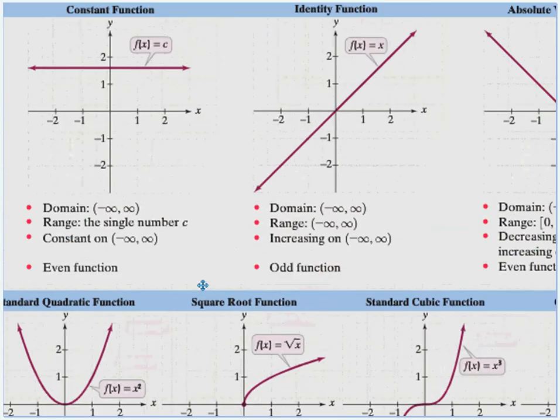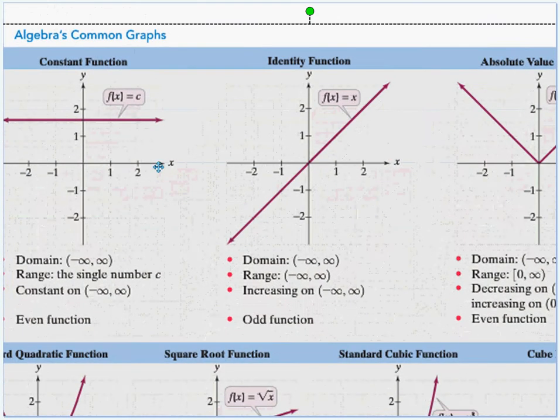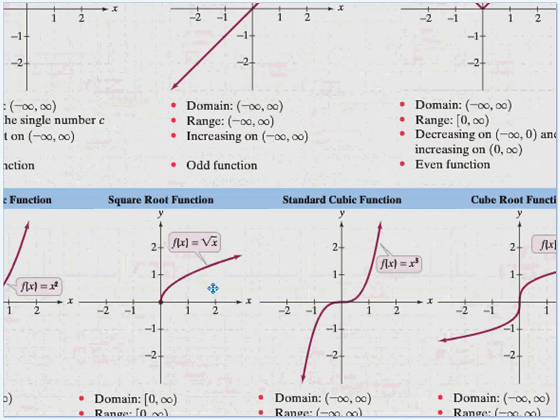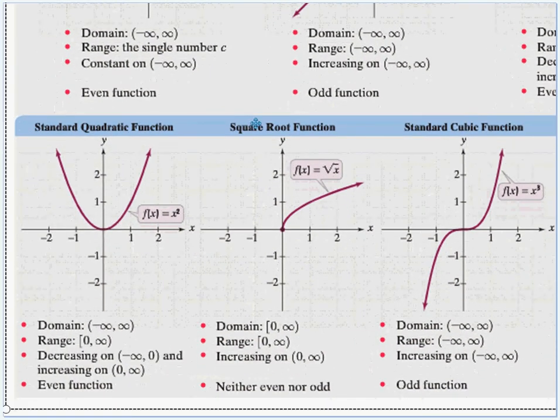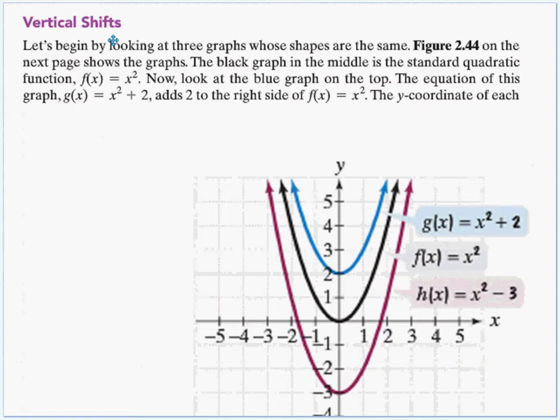So these are the basic graphs, and what we can do then is shift these basic graphs up, down, left, right. We can reflect them over axes, and we can shrink and stretch them. The first and the easiest are the vertical shifts. Let's begin by looking at 3 graphs whose shapes are the same. The graph below shows this.